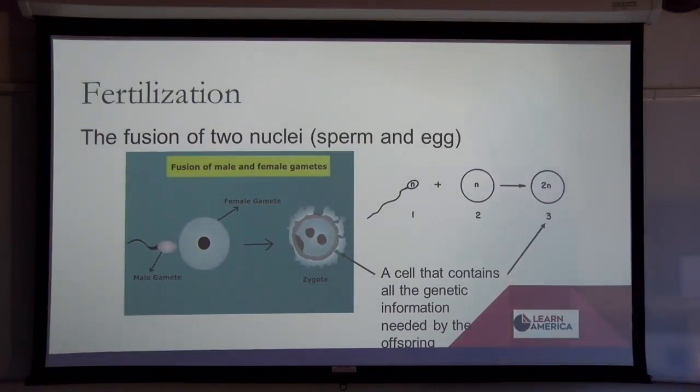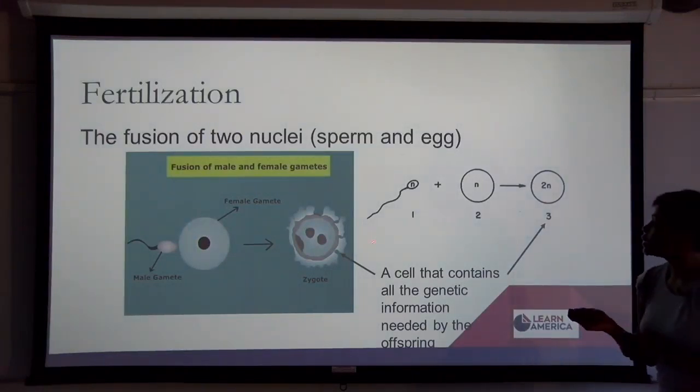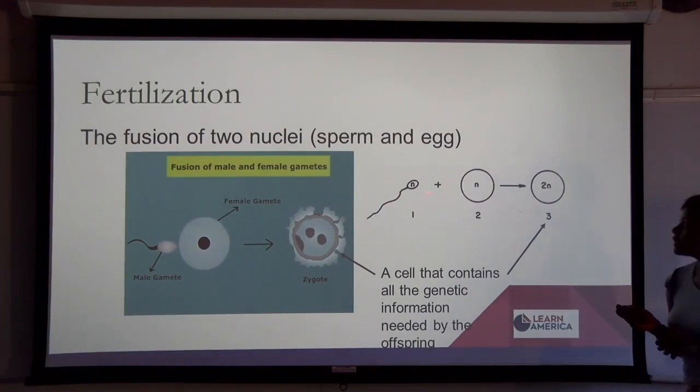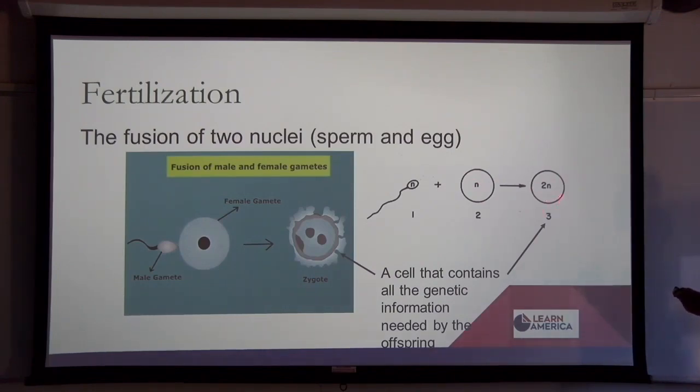So now let's talk about fertilization. So we have the sperm cell here represented with N, representing half the number of chromosomes. The egg cell, half the number of chromosomes. When the sperm cell and the egg cell fuse together, that's referred to as fertilization. When they combine, they form 2N.